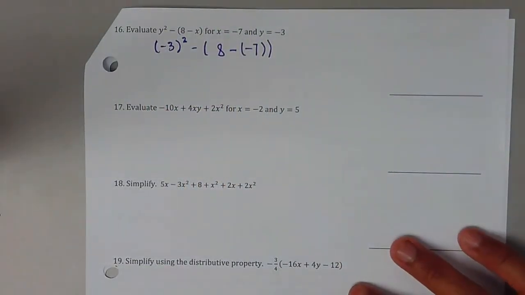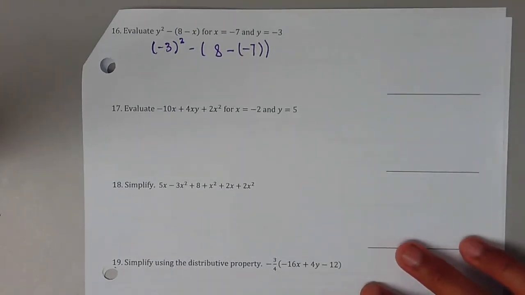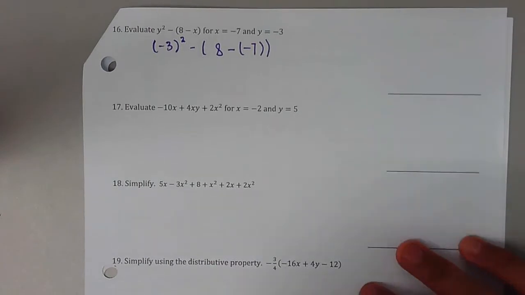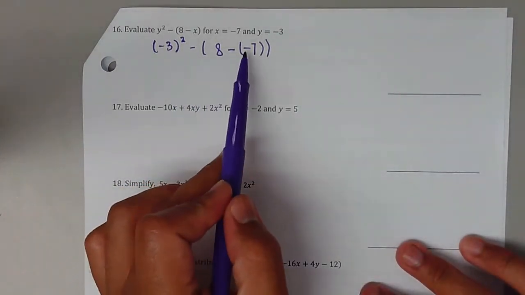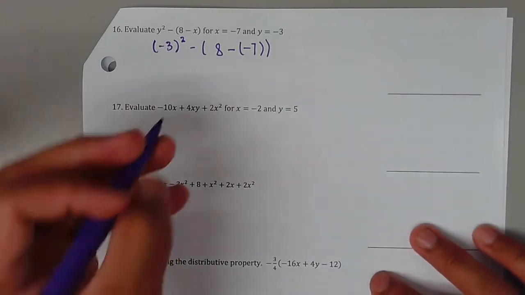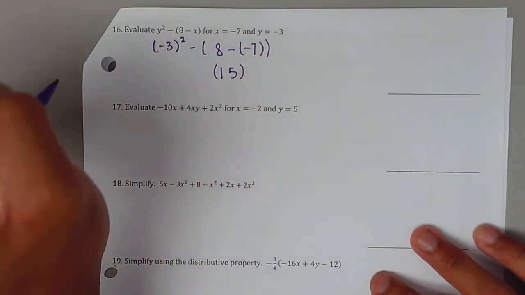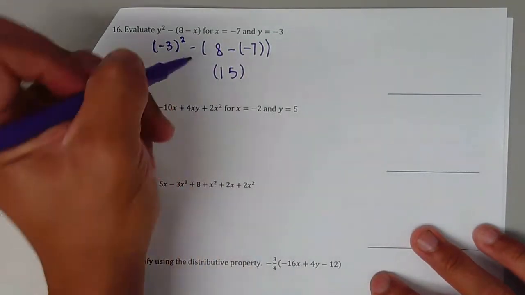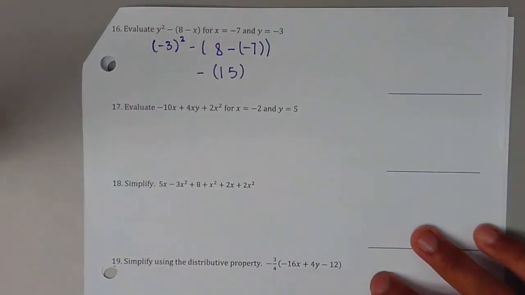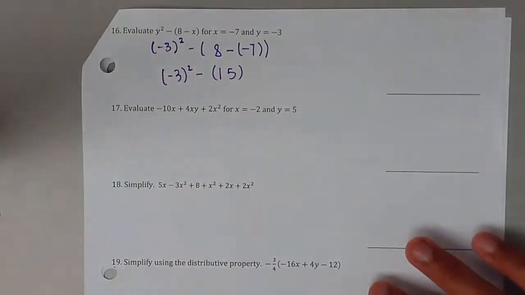Okay, so now we need to do parentheses first, right? That's just what Gem does. So 8 minus a negative 7, that's the same thing as saying 8 plus 7. That gives us 15. Right? Then we still bring down everything else. Minus, and then negative 3 squared.